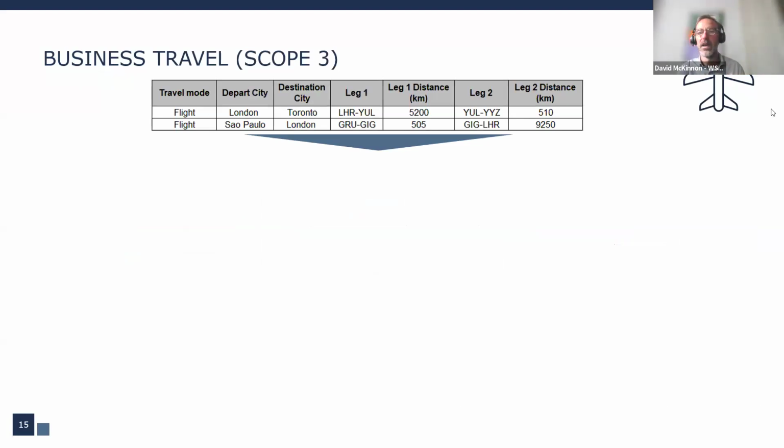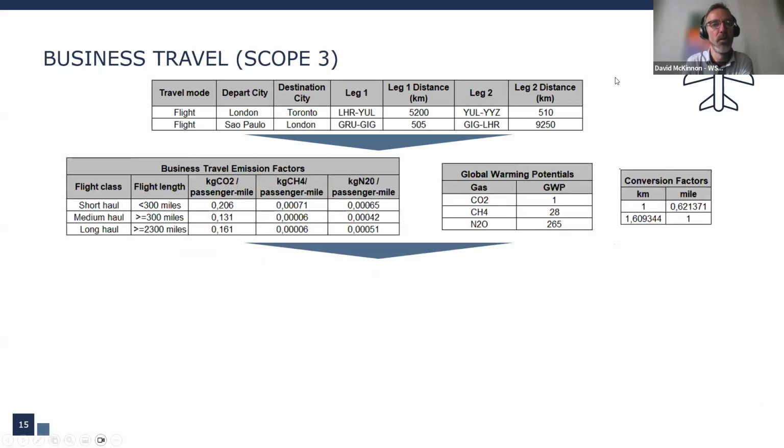Business travel. Here they're just talking about one flight from London to Toronto, and Sao Paulo to Toronto. Okay, it's 2 flights. I guess it's a return. And what we have here is each of these flights is over 2 legs, so a long distance leg and a short distance leg. And the emissions factors that we have for travel emissions are divided into short, medium, and long. So we have 2 long haul and 2 medium haul flights.